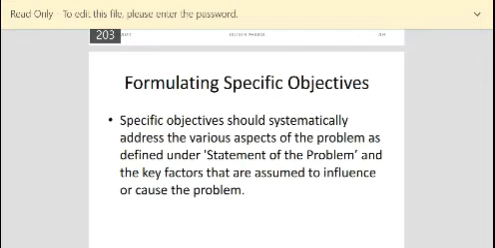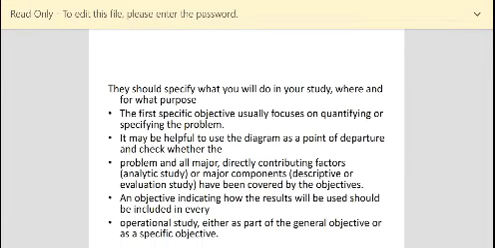So specific objectives should systematically address the various aspects of the problem as defined under the statement of the problem, and the key factors that are assumed to influence or cause the problem. This is very common, although most of the time I'm saying common sense is not common. But for us, I think we can understand this. They should specify what we'll do in the study, where and for what purpose.